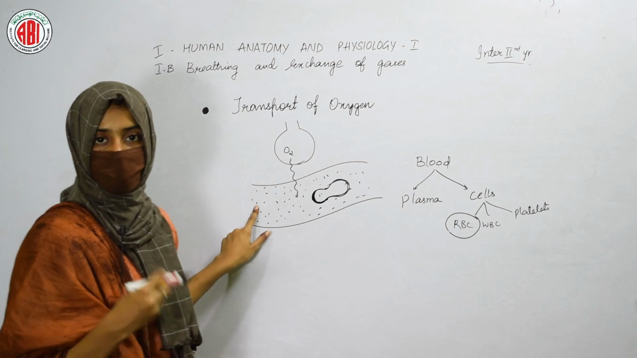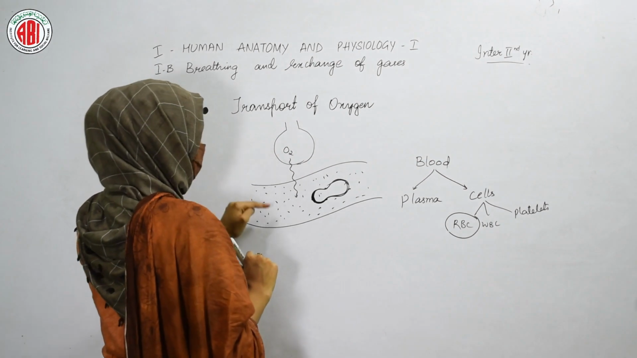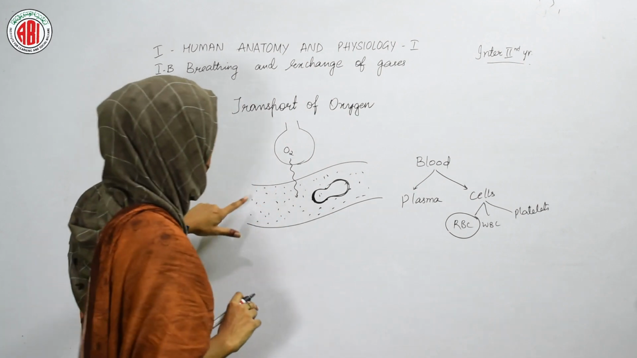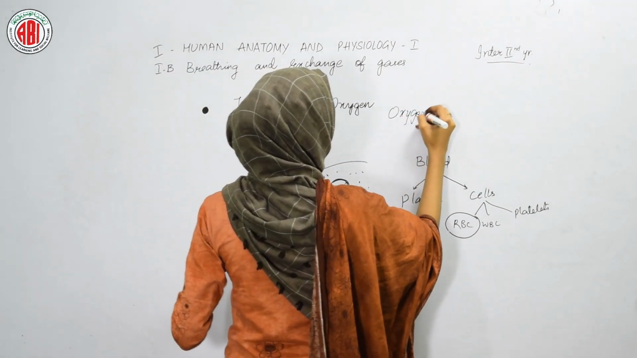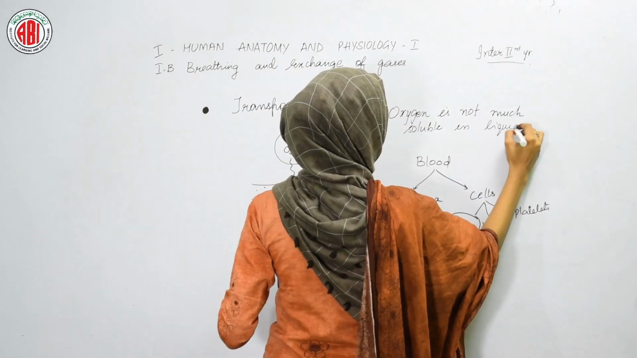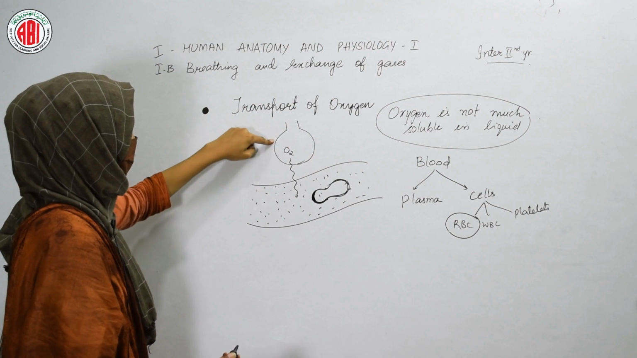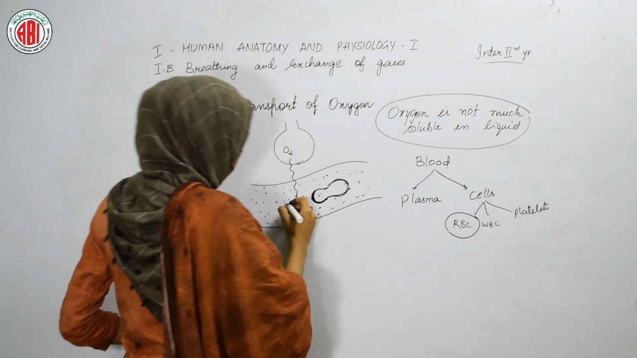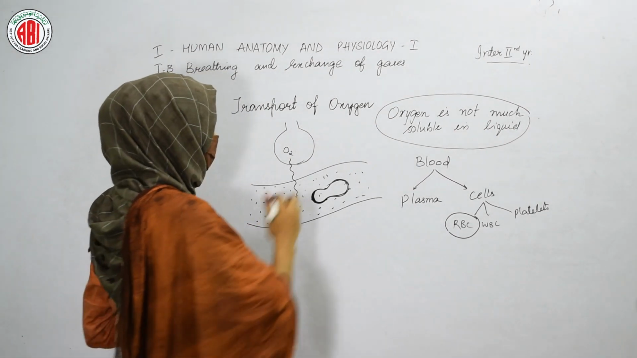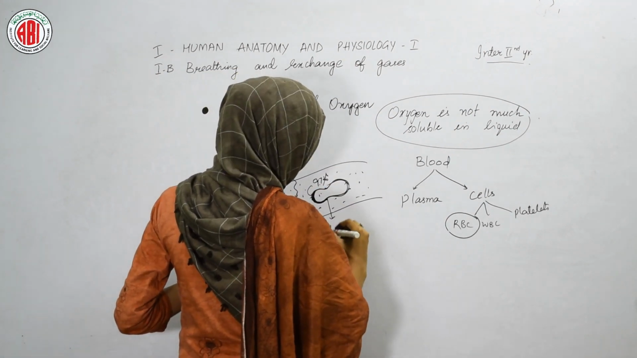Now the plasma is almost equal to that of water, but the oxygen that enters into the blood capillary is not completely soluble in this watery liquid. It's a basic thing that oxygen is not much soluble in liquids. So what happens? Out of 100% of oxygen that is transported from the alveoli into the blood capillary, only 3% of oxygen will be soluble in the plasma. The remaining 97% of the oxygen is taken up by the red blood cell.